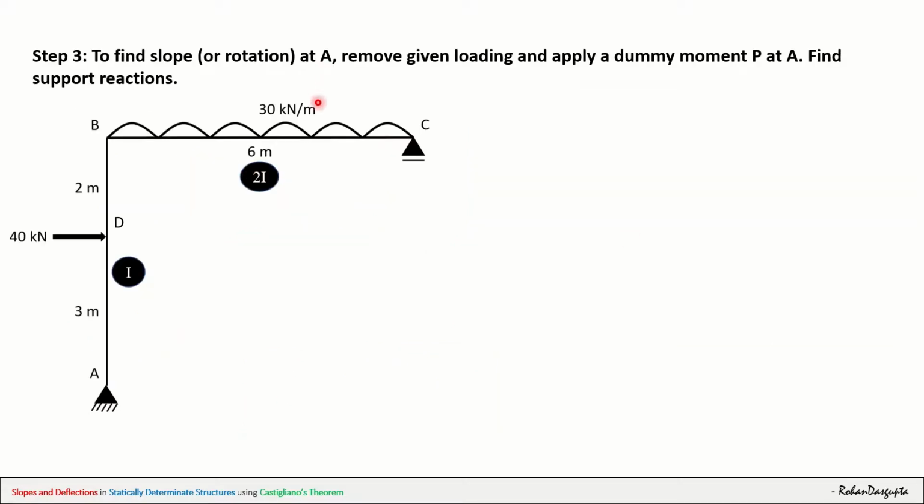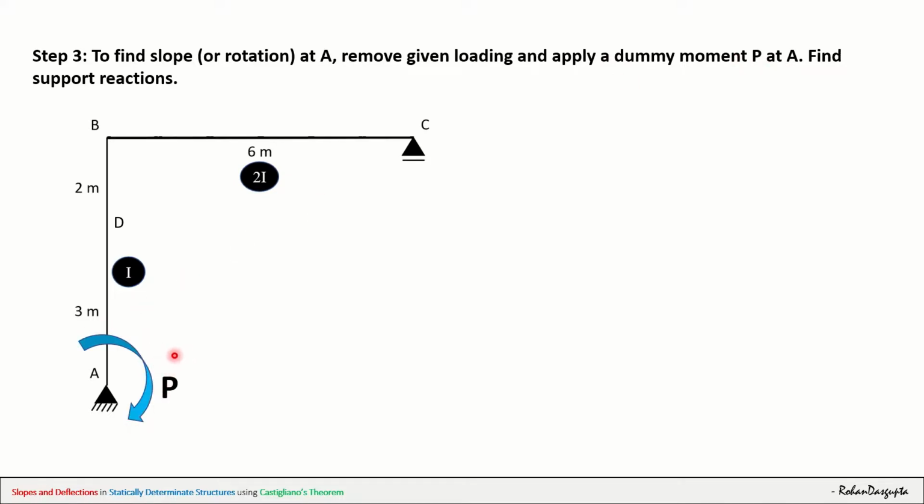Now let's find out the slope or rotation at A. Students, you will notice that after step 5, I've gone back to step 3 because this is a repetition of steps 3, 4, and 5. So you will find quite a lot of similarities here. To find the slope or rotation at A, again, we have to remove the given loading. So let's remove this 30 kilonewton per meter and this 40 kilonewton per meter. But now, since you're asked to find the slope or rotation, you will have to apply a dummy moment P at A. So here I'm applying a dummy moment P at A.